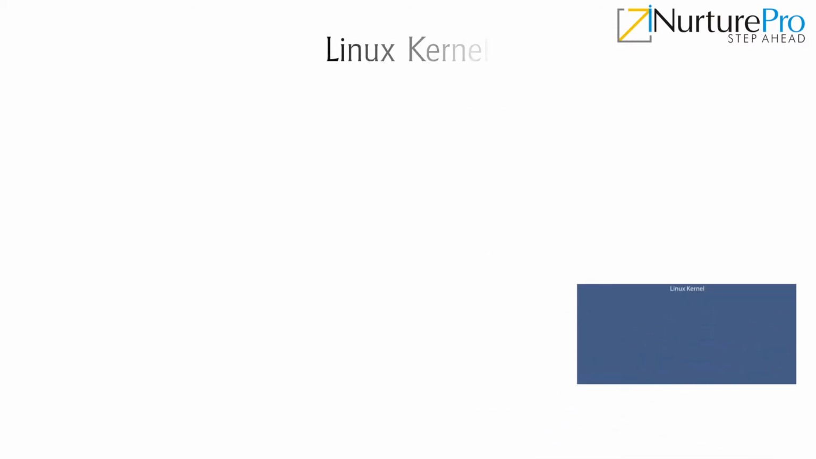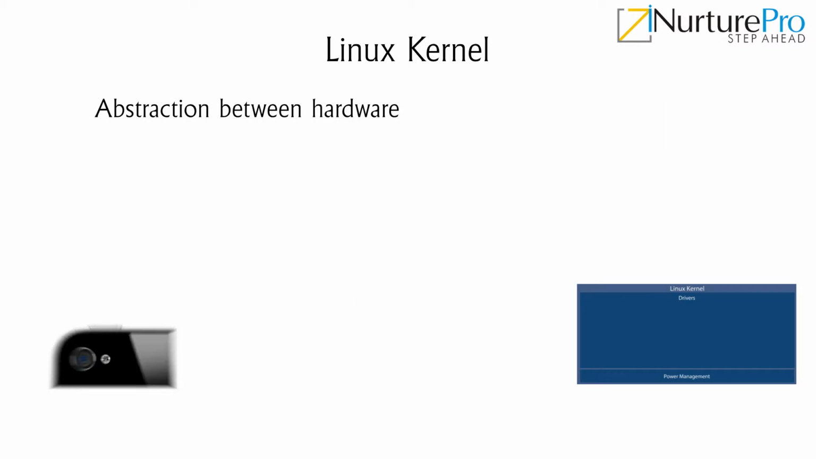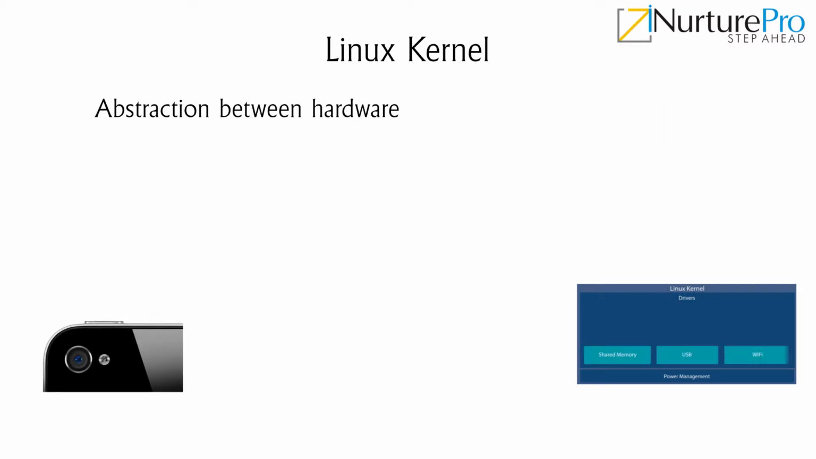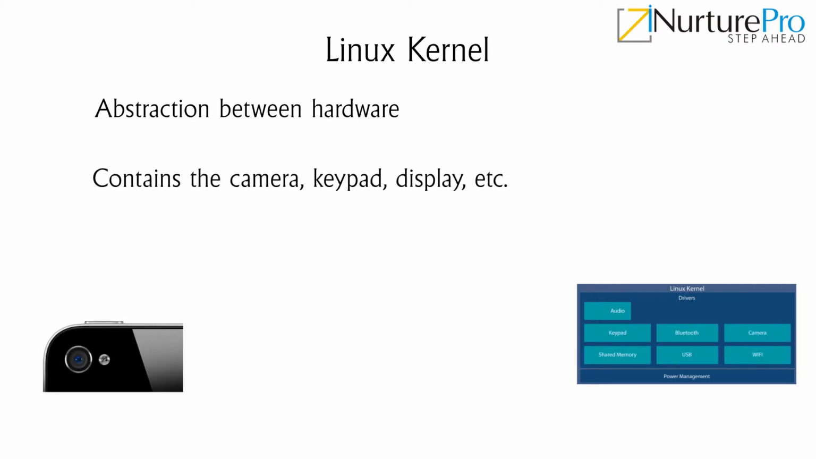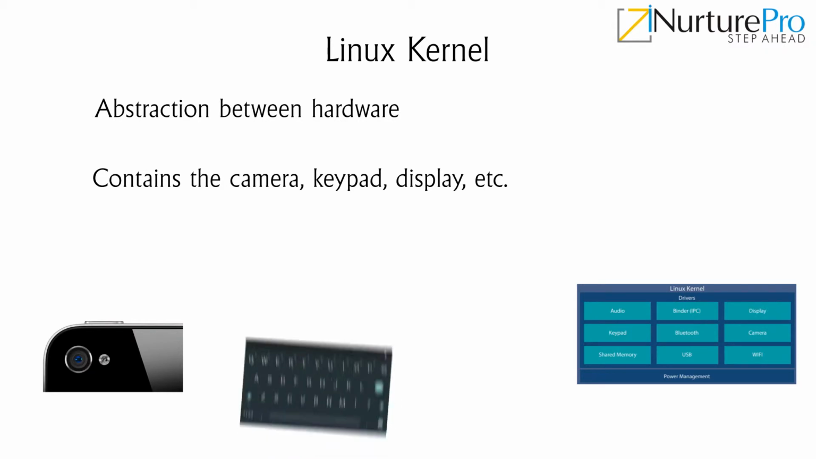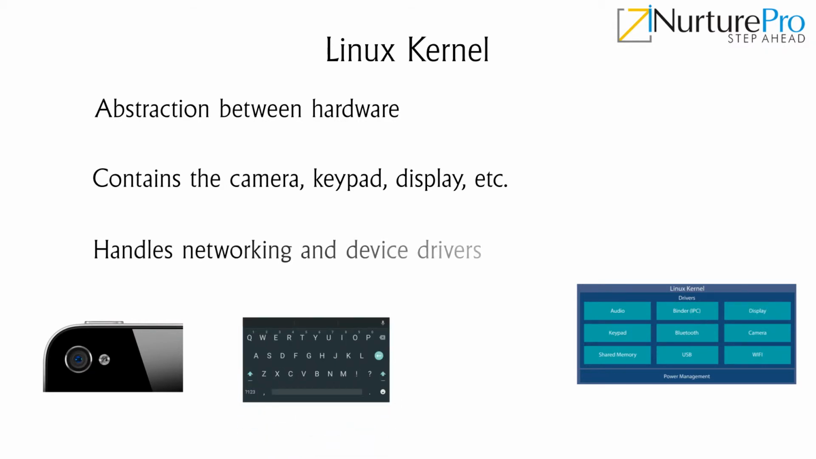The lowermost layer, being the Linux kernel, has 115 patches. It is this layer that provides the abstraction between the device hardware. It also contains essential hardware like camera, keypad, display, etc. The kernel handles networking and also the device drivers.